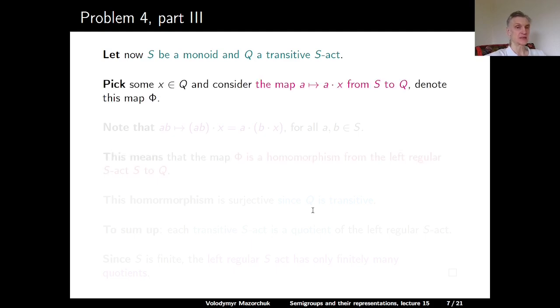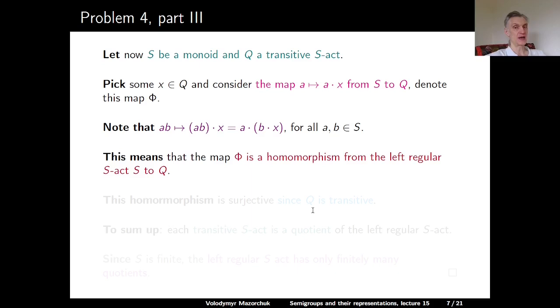Pick some element x in Q and consider the map from S to Q, which sends an element a in S to a applied to x. Let's denote this map by phi. Note that ab is sent to ab applied to x, which is equal to a applied to b applied to x for all a, b in S. And this means that our map phi is a homomorphism from the left regular S act S to Q. And this homomorphism is surjective since Q is transitive.